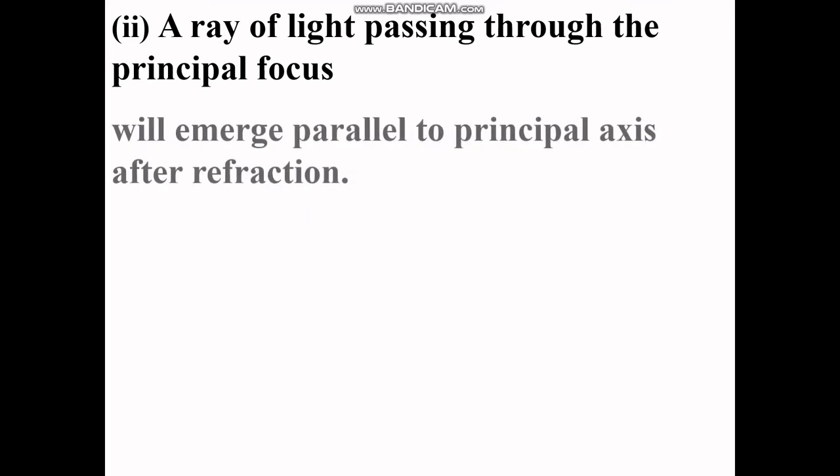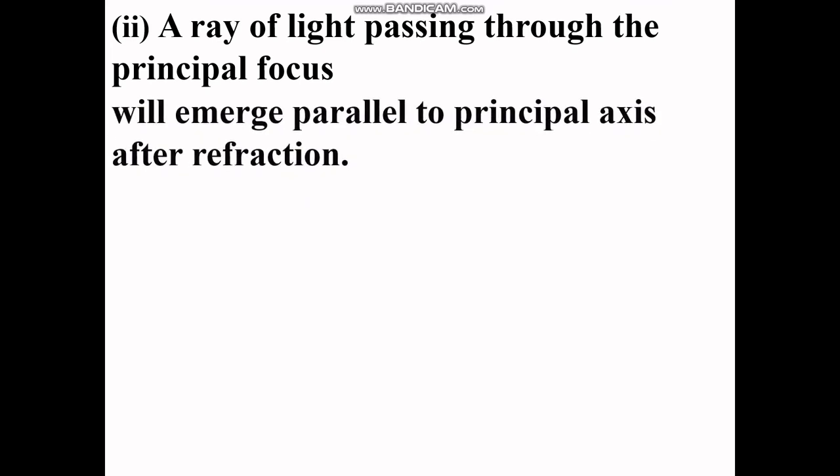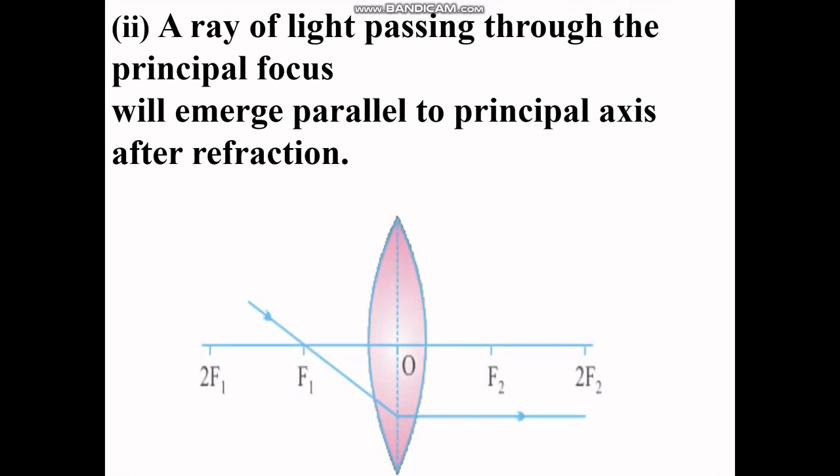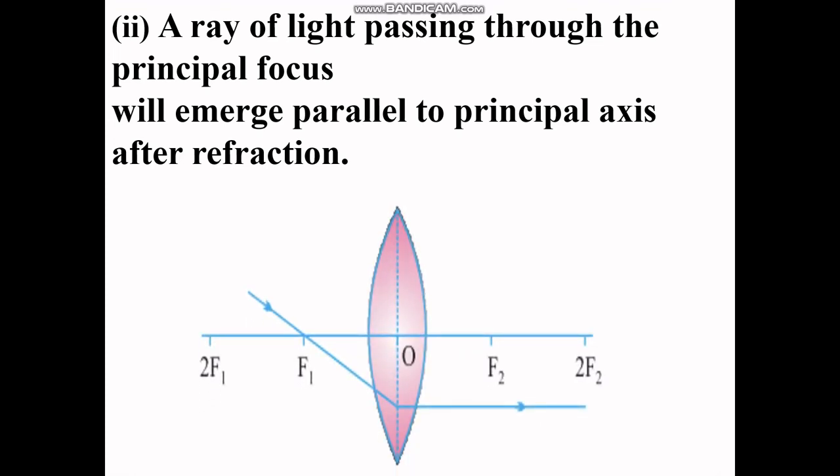Second, a ray of light passing through the principal focus will emerge parallel to the principal axis after refraction. Over here, you can observe that this ray of light is passing through the focus, and after refraction, it becomes parallel to the principal axis. It is opposite to rule number 1. In rule number 1, the ray of light was parallel to the principal axis and it was passing through the focus. Rule number 2: a ray passing through the focus becomes parallel to the principal axis.